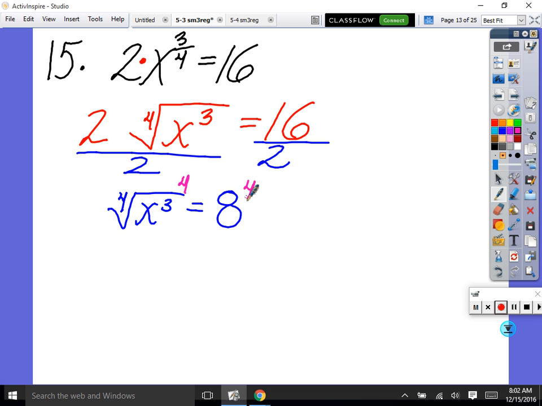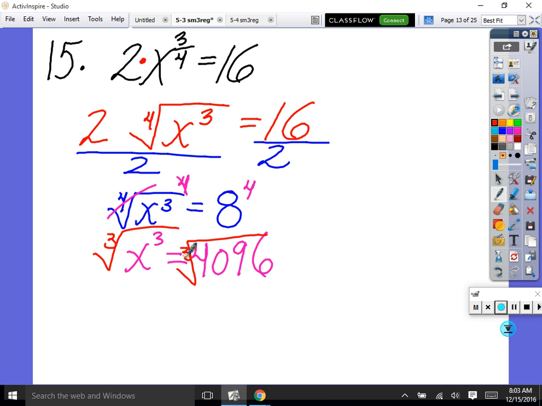So 8 to the fourth power is, so the root cancels out with the power. x cubed equals 4,096. And now to get rid of the third power, what do we do? Cube root. Very good. So now we're just going to cube root both sides of the equation.